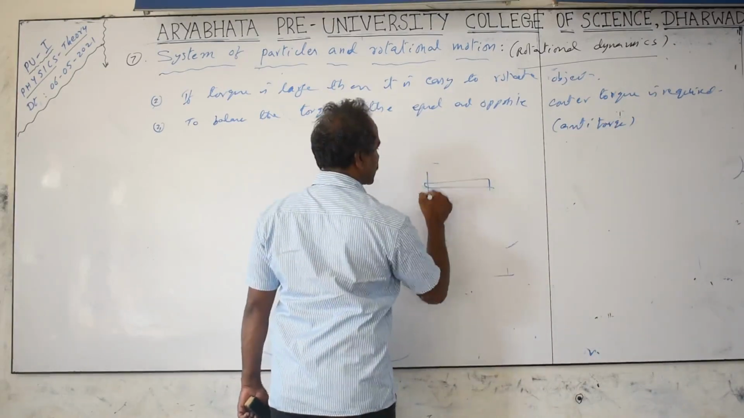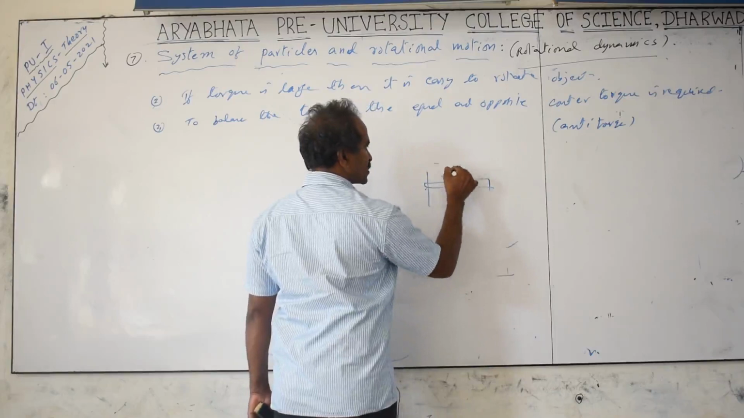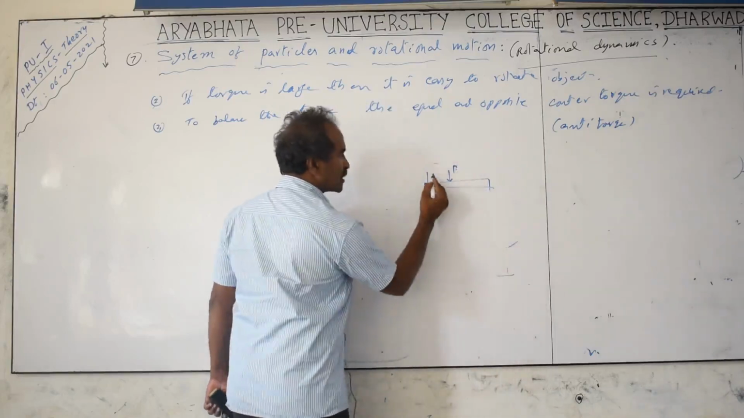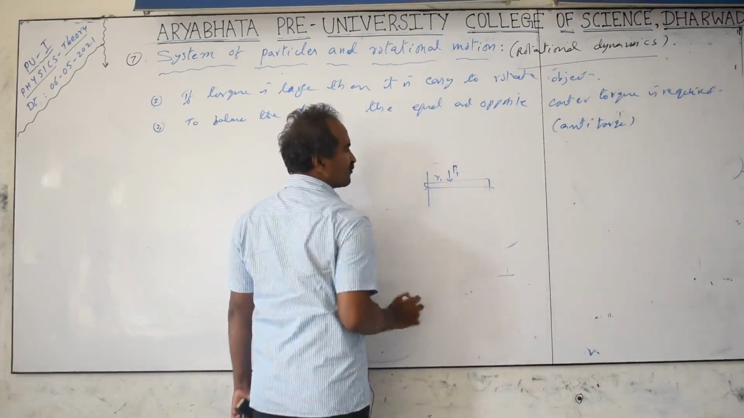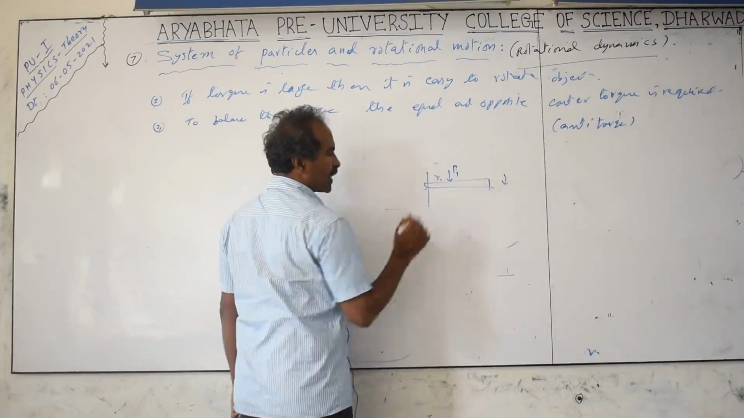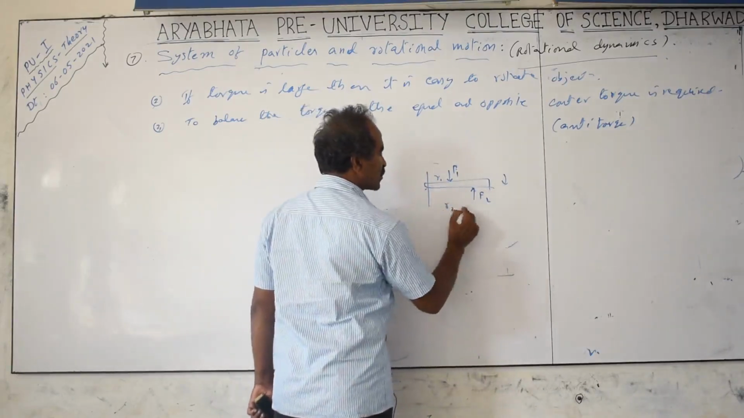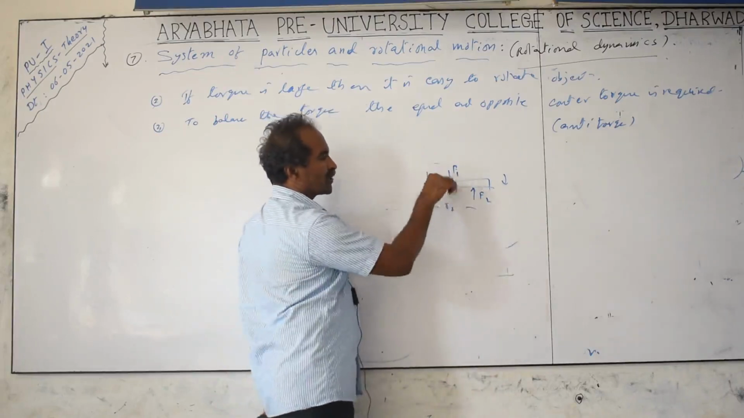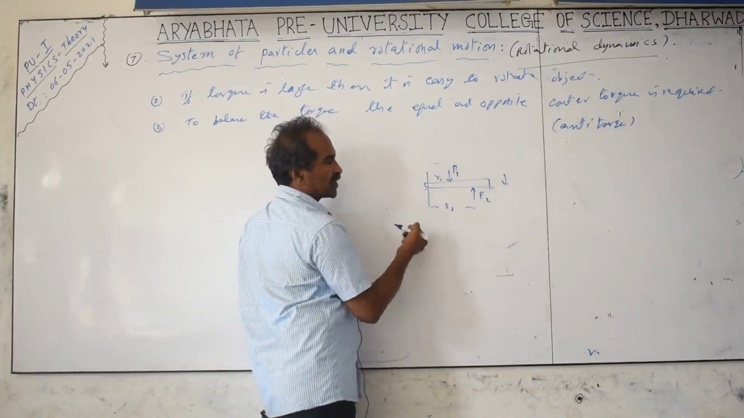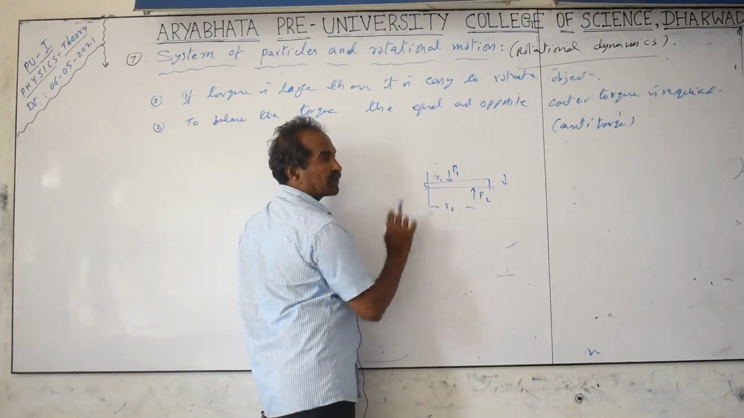One rod is there about this axis, and one person is pushing with the force in this direction. This is going to be R1, the force is F1. So it is trying to rotate in this direction. But one more person is applying the force in the opposite direction, F2 at distance R2. One torque is trying to rotate in one direction, the other torque is trying to rotate in the opposite direction. So when it is not rotating, that is called equilibrium.